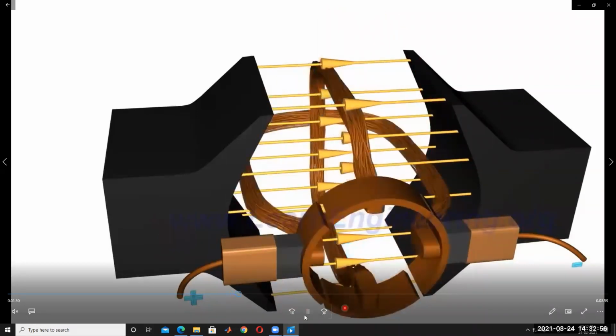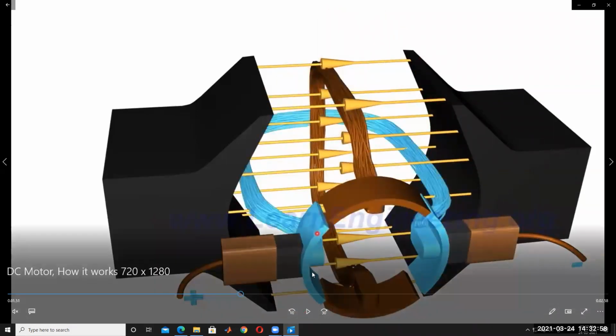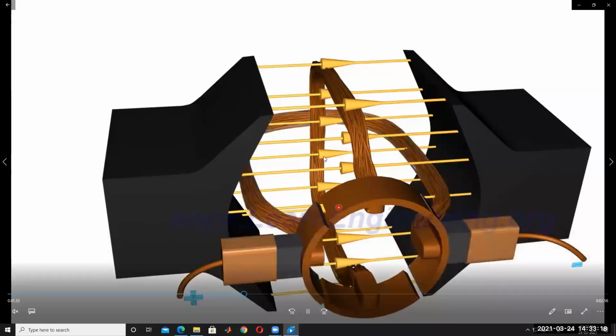So like this, this is another segment and another segment. Previously there were only two segments, and here there are four segments. By increasing the commutator segments, more winding is placed, the torque is generated uniformly, and smoother operation can be achieved when we use more segments.